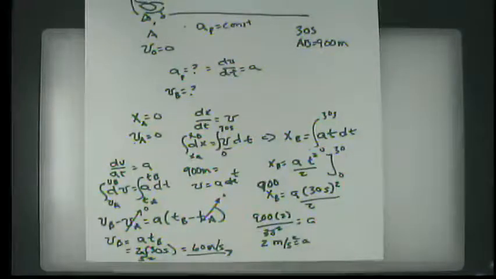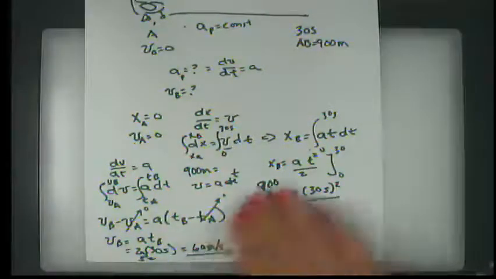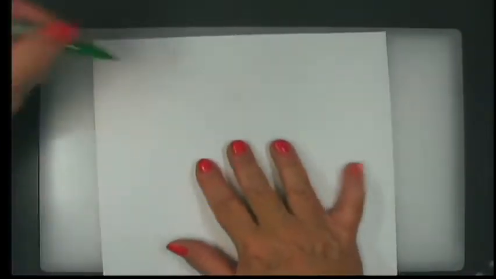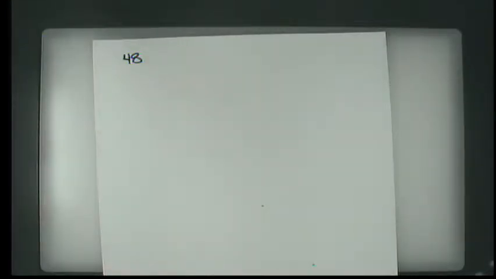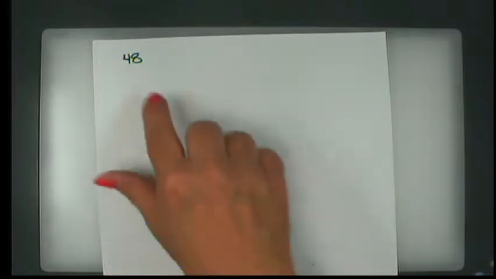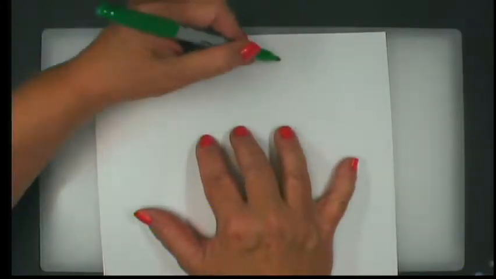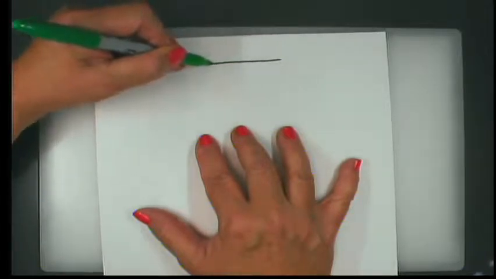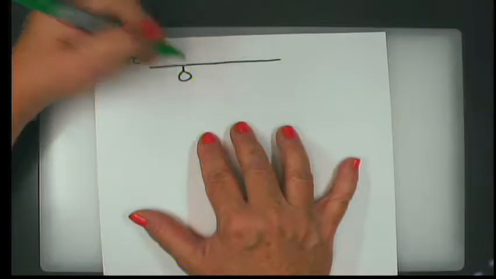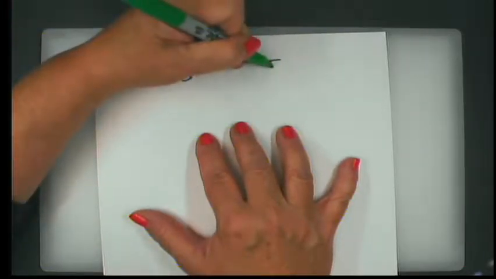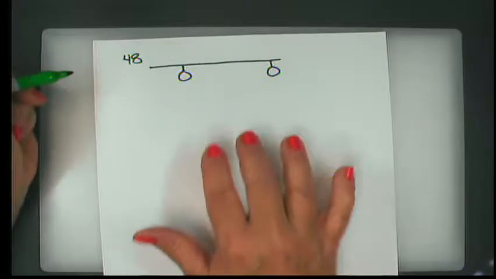All right, any questions? All right, the last problem that I want to work on this section is 48. Yeah, 48. And 48 is a pulley problem. This is a little different than the one we constructed in class, but I really like this problem because you have to look at the problem to make a determination about what is constant here.